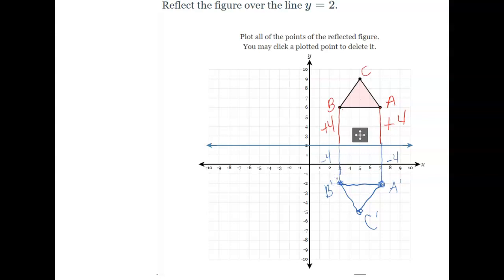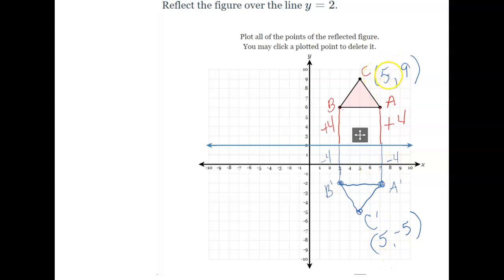I will tell you, I often want to check to make sure that I truly did reflect that. So I would look at my location of point C. It is over 5 and up 9. C prime is still at 5 and -5. Okay, now it's not going to be the opposite.